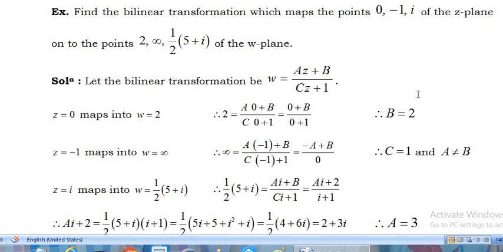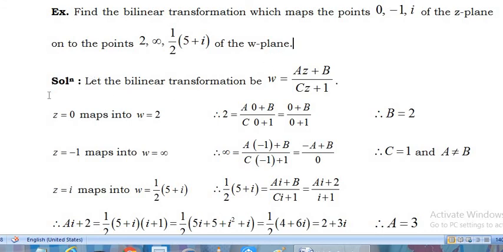Let us discuss some problems on bilinear transformation. First problem, find the bilinear transformation which maps the points 0, minus 1 and i of the z plane onto the points 2, infinity, half times (5 plus i) of the w plane.